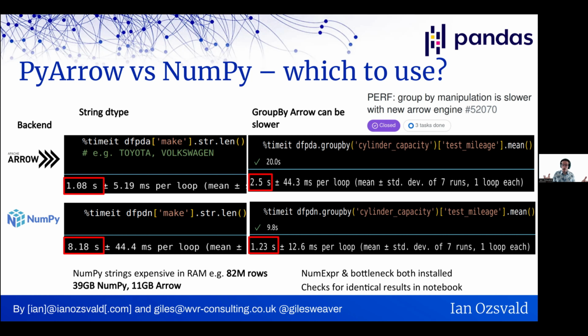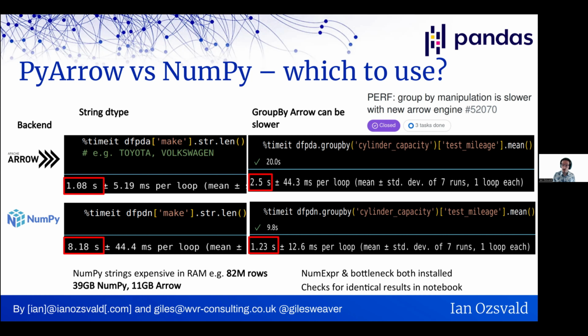So you might think, hey, Arrow is new, shiny, it's better than NumPy, we should always use it. On the right-hand side, top right, I show a group by in Arrow, df_pda group by on cylinder capacity, taking the test mileage integer and performing a mean operation. That takes 2.5 seconds. Bottom right corner, I do the same operation, the same group by, same API on df_pdn, the NumPy equivalent, and it takes half the time, 1.2 seconds.